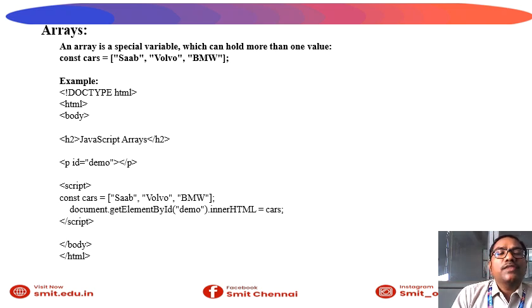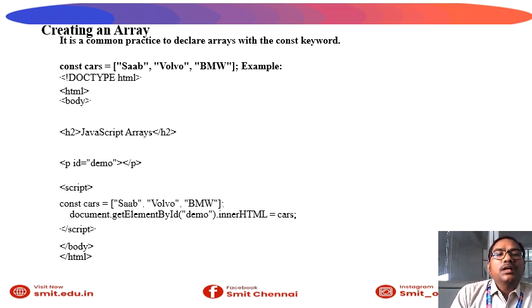Next we'll see about arrays. An array is a special variable which can hold more than one value. Now you can see the syntax: const cars equal to, within the square brackets you can give the various names of the cars within the double quotes. So an array is used to store more than one value. Now you can see here inside the script tag we have created an array named cars, and we have given three values. So when we use document.getElementById, we are able to print the values of the array, that is the names of the cars. Next, we can use the const keyword to create an array, that is const, the name of the array and the corresponding values, which are given inside the square brackets with the double quotes.